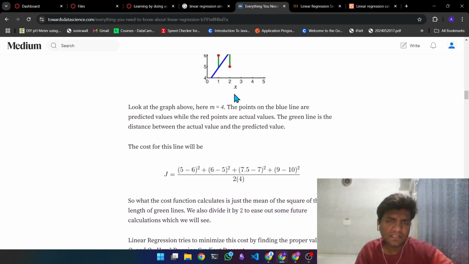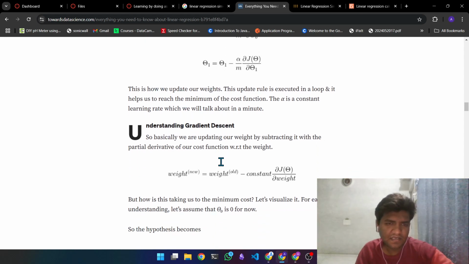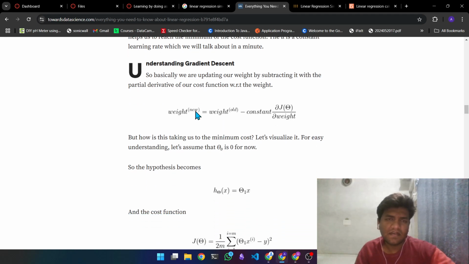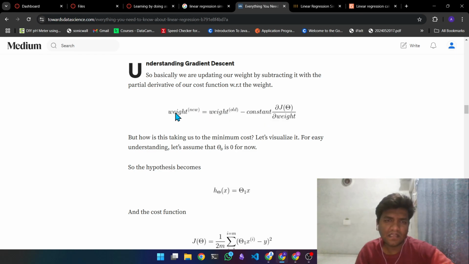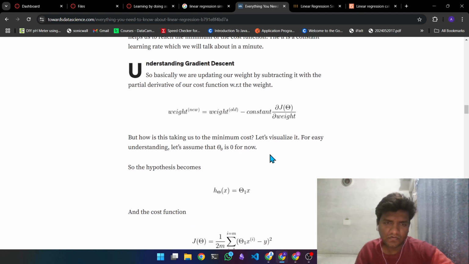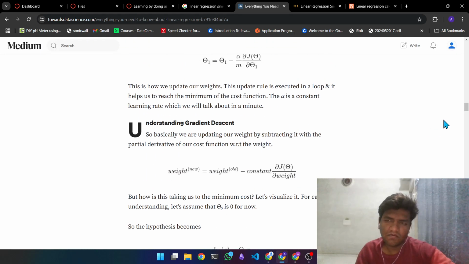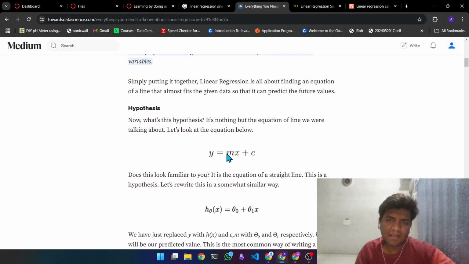Now, in order to reduce this cost, we have different algorithms. One of such algorithms is gradient descent. In gradient descent, we have the thetas, theta 0, theta 1, theta 2. They are called weights. So we try to find the best weights, or using the equation, we want the best m and best c such that our actual value and the predicted value are as near as possible to each other.